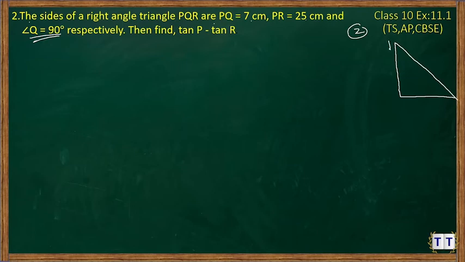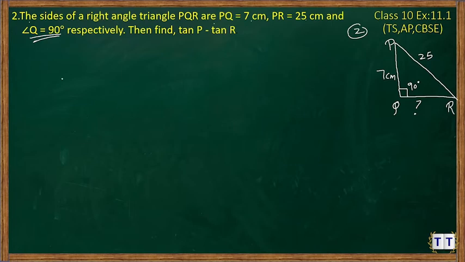Okay, this is my P, this is my Q, because he's saying right angle at Q. This is my R, so this will be my 90 degrees, and PQ is given as 7 centimeters, and PR is given as 25 centimeters. I have to find this now. Okay, now how you will find this, let's do it.